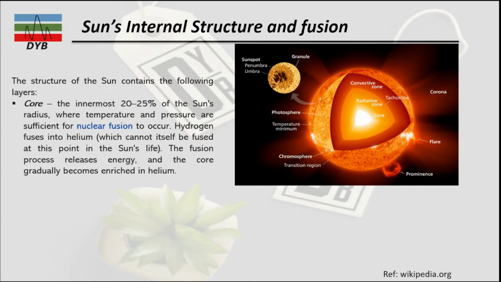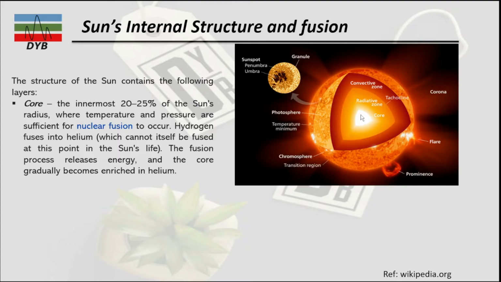Now looking at the internal structure of the sun and also looking at nuclear fusion. Initially, similar to the Earth, we also have an internal structure of the sun. Inside we have the core here. The core is the innermost part of the sun, which is 20 to 25% of the mass of the whole sun.